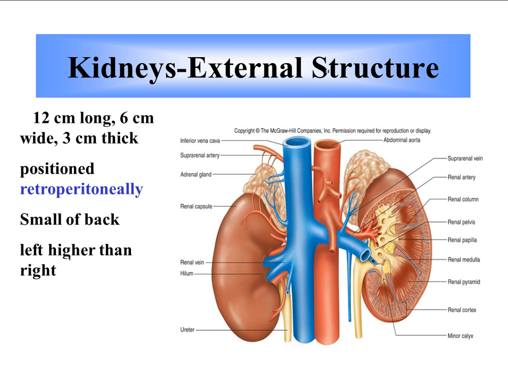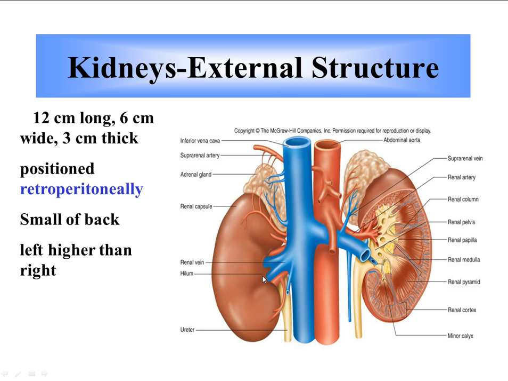The external structure of the kidneys: they're sort of bean-shaped. They are 12 centimeters long, which is around 5 inches, and then about 6 centimeters wide, which would be less than 3 inches wide, and 3 centimeters thick is just slightly over 1 inch thick.